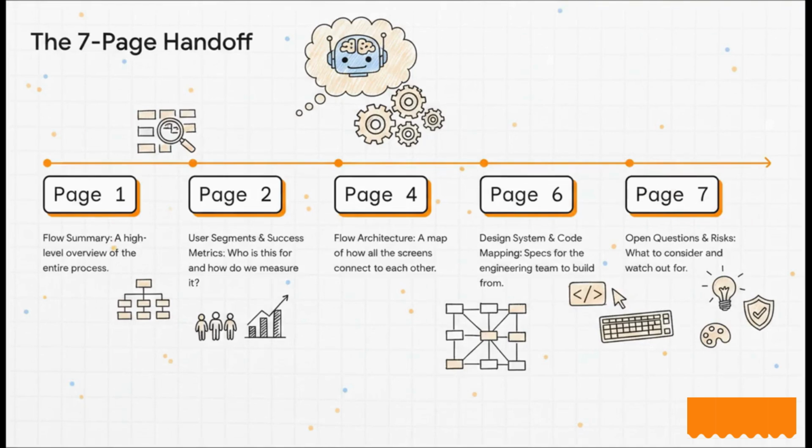Four minutes later, it delivered this, a 7-page design handoff document. It's got a summary, user segments, success metrics, flow architecture, and even a design system mapping section for the engineers. This isn't just a critique. It's a professional document that a designer would create for a developer to actually build from.